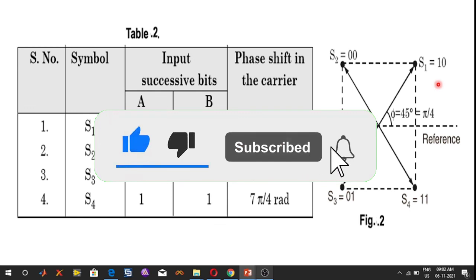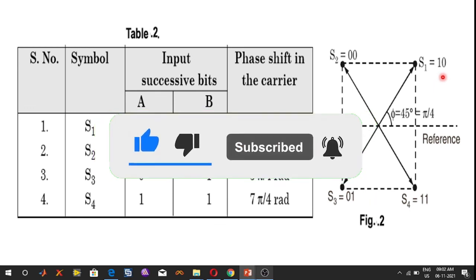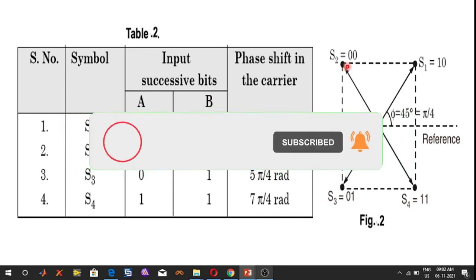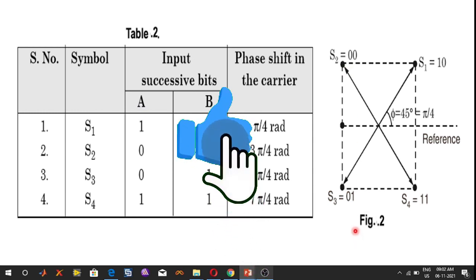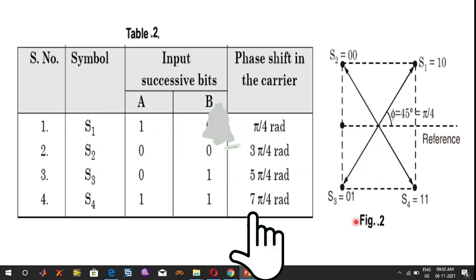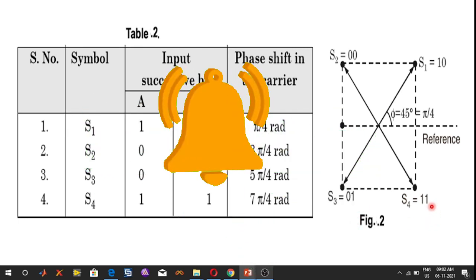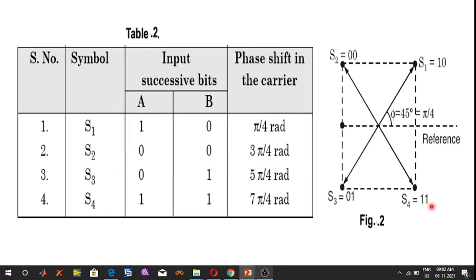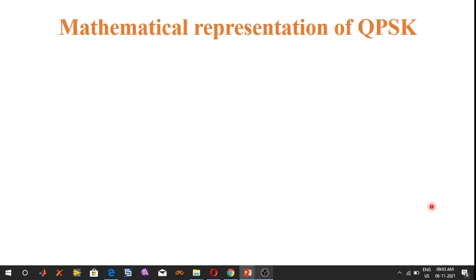Here the symbol 10 has a carrier phase shift of pi by 4 radians, and the symbol 00 has a carrier phase shift of 3 pi by 4 radians, and the symbol 01 has a carrier phase shift of 5 pi by 4 radians, and the symbol 11 has a carrier phase shift of 7 pi by 4 radians. So this is the alternative representation of quadrature phase shift keying. So this is the introduction to quadrature phase shift keying.